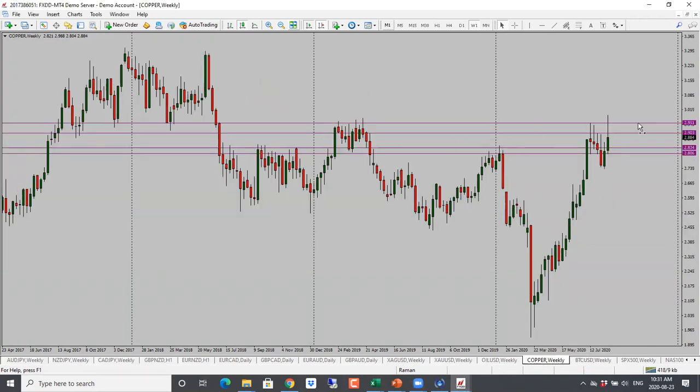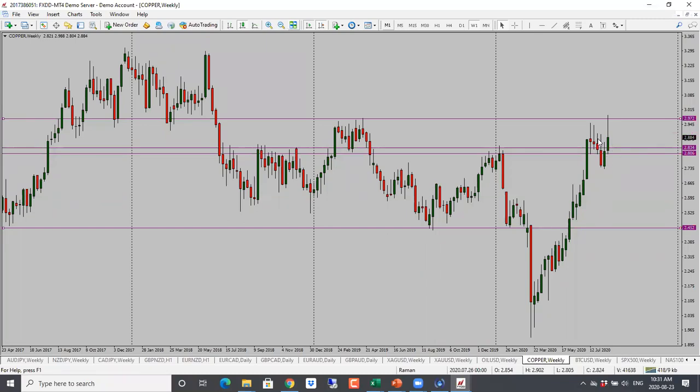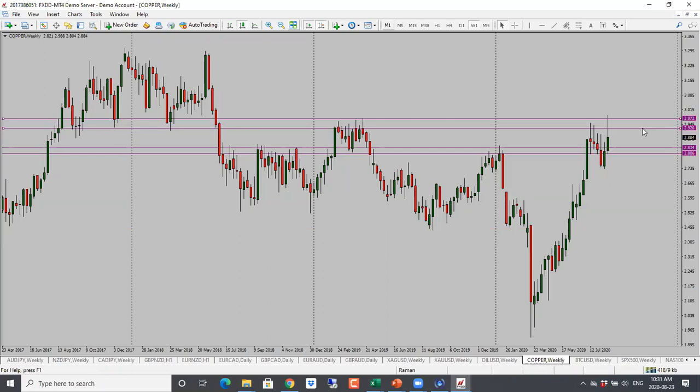Copper here, copper went and tested all the way into this resistance level. So this is a major resistance here. With copper here, there is still bullishness in this candle, which means we could get a bit of a pullback before it really drops here. So I will watch out for that. Bias right now is neutral to bullish.